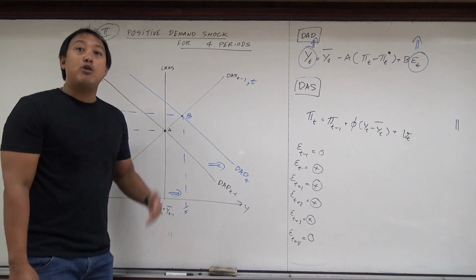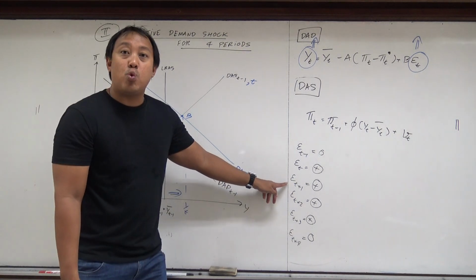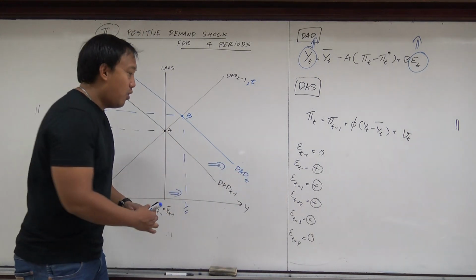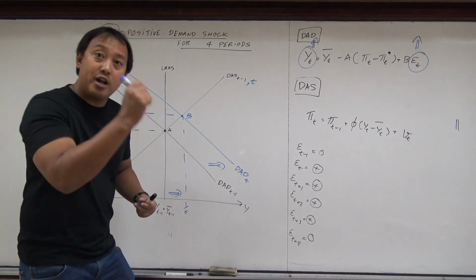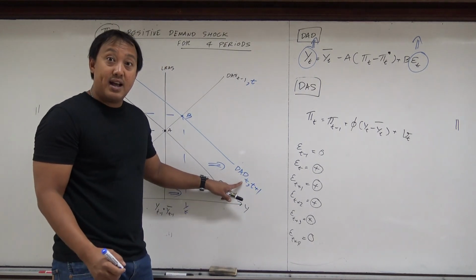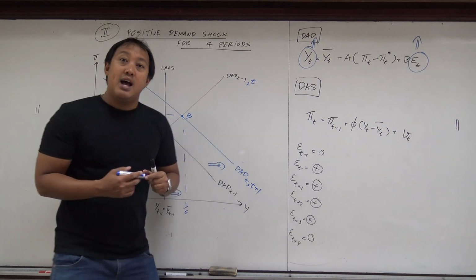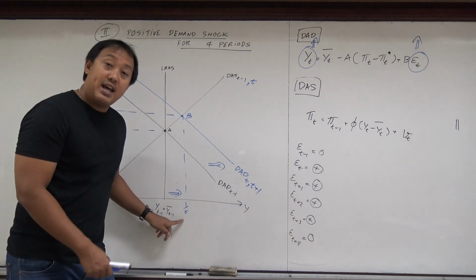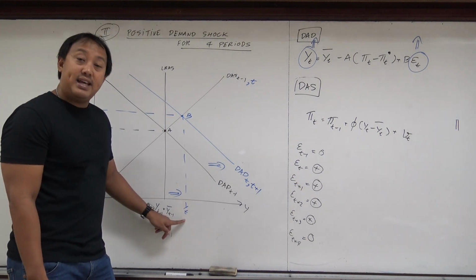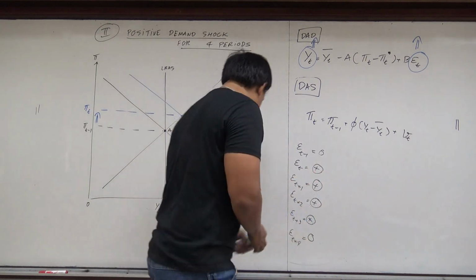How about tomorrow, time t plus 1? At time t plus 1, we still have a positive shock, so DAD is still on the right side, still here. So you put a comma, t plus 1, still here. How about the supply curve? As you can see, Y t is greater than Y t bar. Come back to this one.